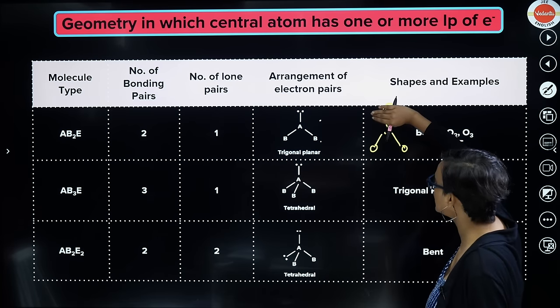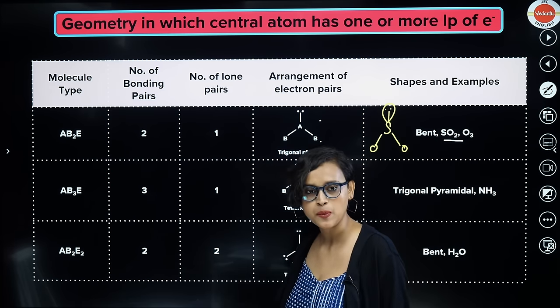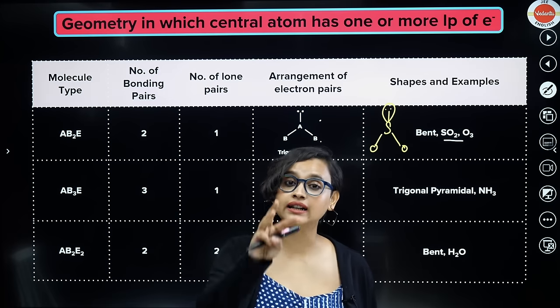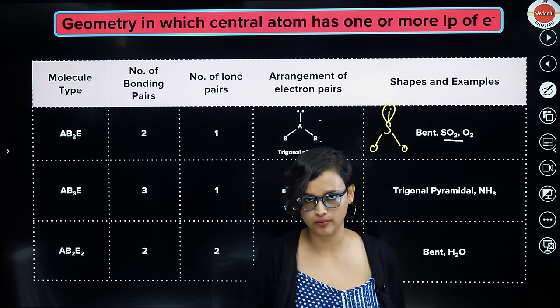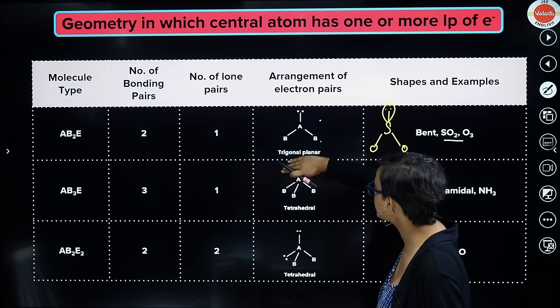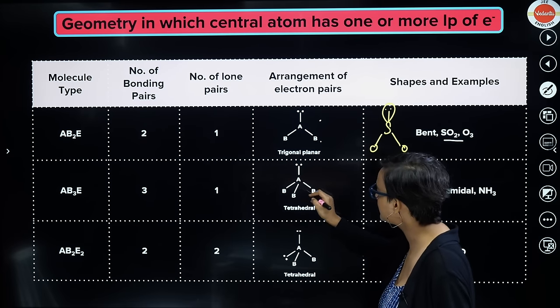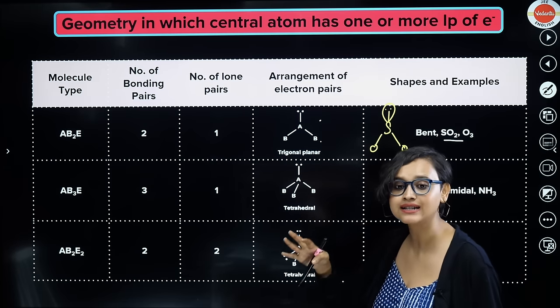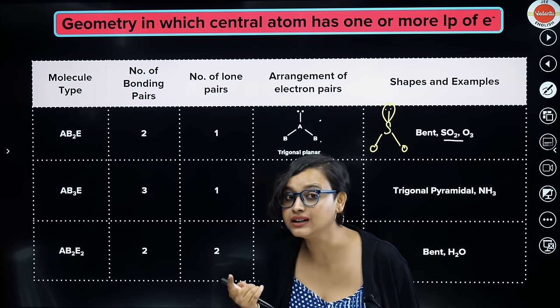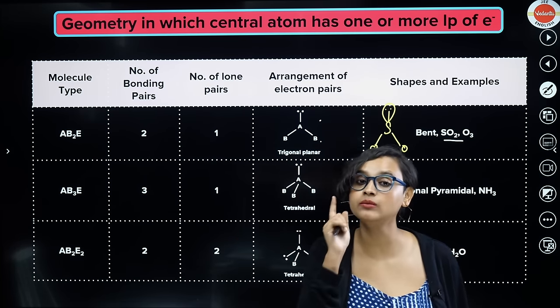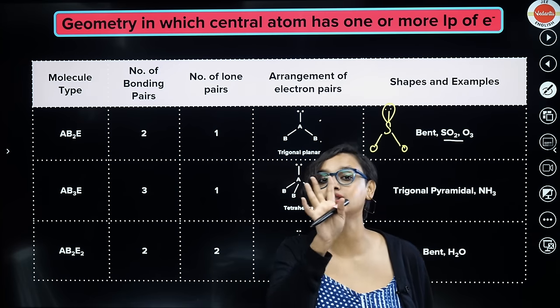What do you see? Trigonal planar. That's it. Okay. Now let's say that there are 3 bond pairs but one lone pair. Once again, when you hide this, how does it look? This looks like a pyramid, right? So you will call this trigonal pyramidal. The shape is trigonal pyramidal, but the arrangement of electrons is tetrahedral.